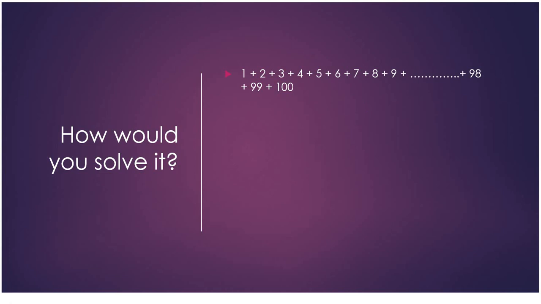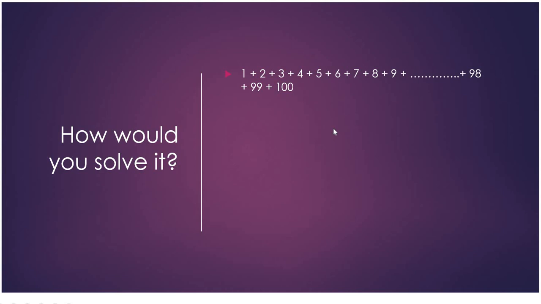So the problem he solved when he was at age 7 is 1 plus 2 plus 3 plus 4 plus 5 and go on till 100. He was only 7 years old when his teacher asked him to solve this problem, which was impossible in that time.